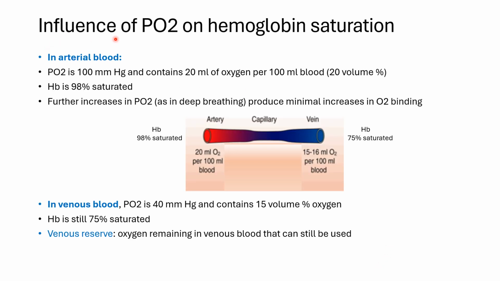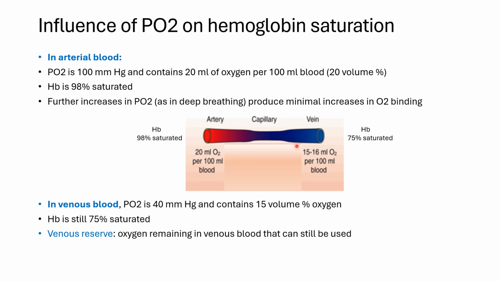Now let's see the first and most important factor, the partial pressure of oxygen. We know the partial pressure of oxygen in the arterial blood is 100 millimeters of mercury. This means that there is 20 ml of oxygen per 100 ml of blood, so we say 20 volume percent, right? And at this partial pressure, the hemoglobin is 98% saturated.